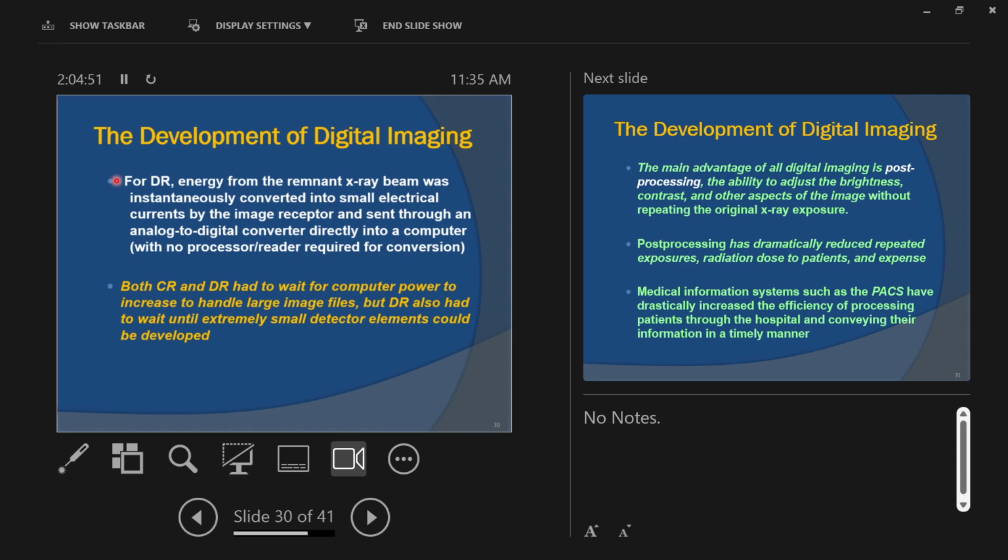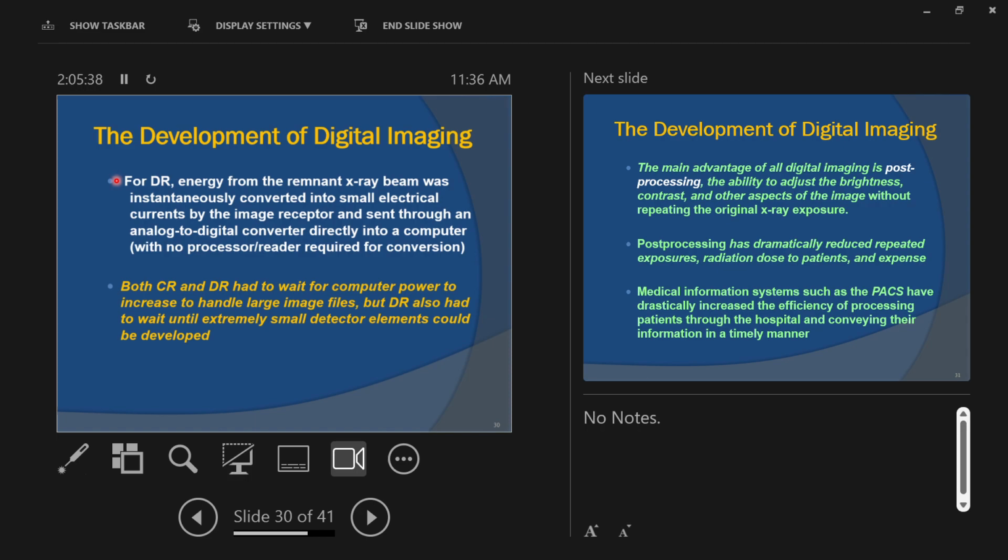The latent image is what's stored on the image receptor. The image receptor is either directly taken to the processor, that's CR, or in DR, the energy from the remnant X-ray beam is instantly converted into a small electric current by the image receptor and sent through an analog to digital converter into the computer. So the X-ray energy is converted to electricity and sent to the computer. There is no processor or reader required for conversion. There's no extra piece of equipment that you put something into, right? The cassette stays where it's at and sends the information directly to the processor.